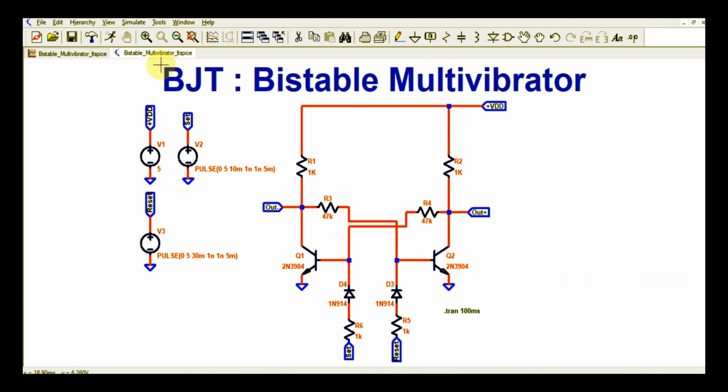Okay, so I hope you understand the behavior of the BJT bistable multivibrator simulation in LTSpice.